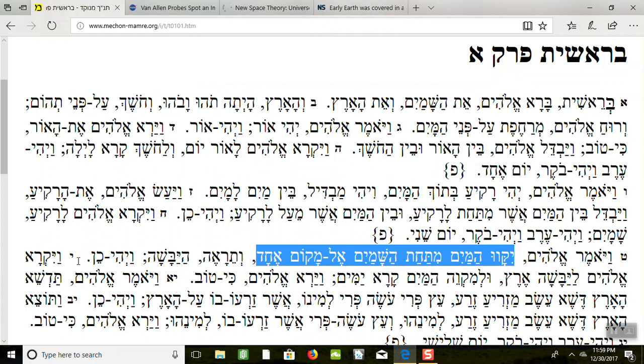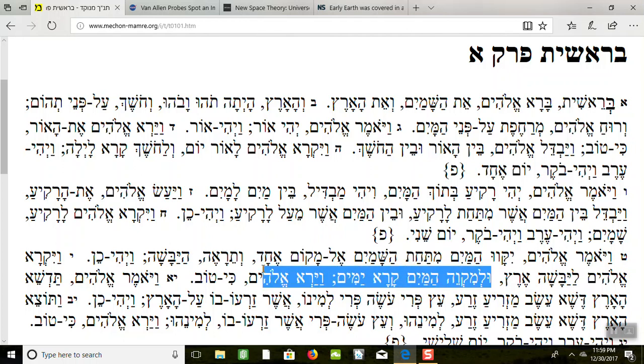All right, verse 10. It says, Vayikra Elohim layabasha eretz, and the Most High God called the dry land earth, or land. Let me highlight that so we won't get confused, at least I won't get confused. Ulemikveh hamayim kara yamim, vayar Elohim ki tov.